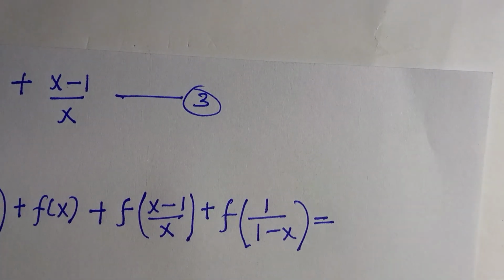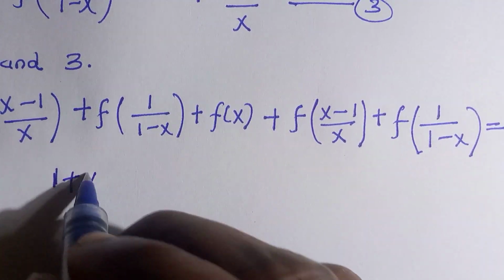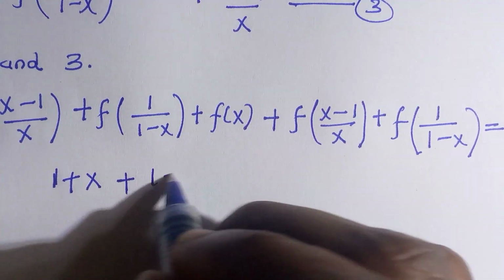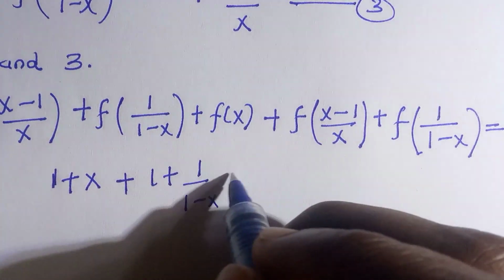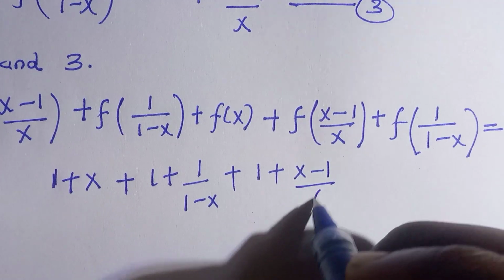equals to, all the left hand side have been added, then the right hand side will be 1 plus x from equation 1, plus equation 2 is 1 plus 1 divided by 1 minus x, plus while the equation 3 is 1 plus x minus 1 divided by x.